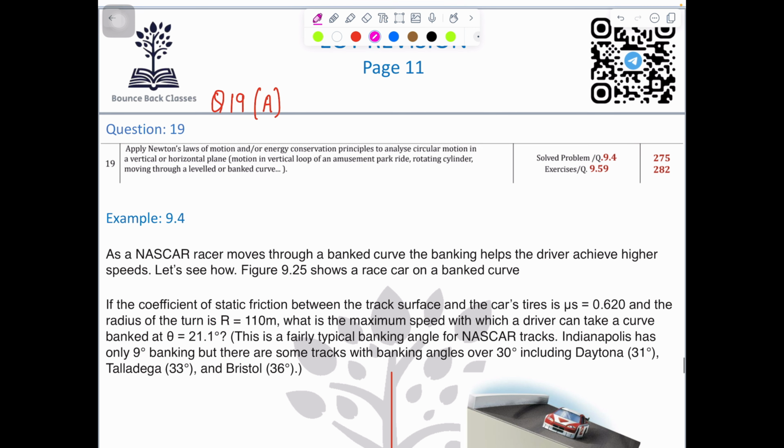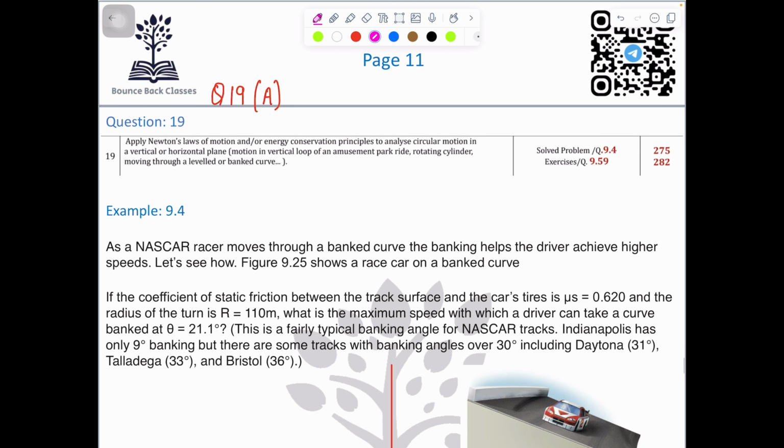Okay, this is your part A, page number 11. That is question number 19.a. Apply Newton's law of motion and or energy conservation principle to analyze circular motion in vertical or horizontal plane, and the banked curved roads. This is the most interesting one.